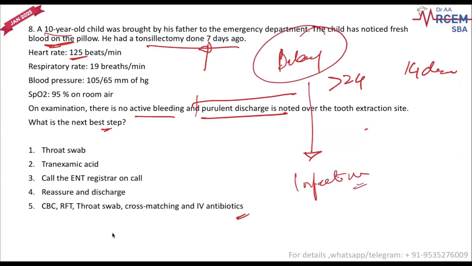Along with it, it is better to get a full blood count, RFT, like in sepsis you are treating, and get a throat swab of the purulent discharge which is present. Cross-matching to be on the safer side. If there is significant blood loss, you can cross match the blood and transfuse them. For that reason, cross matching might be helpful in this patient. So the fifth one is most appropriate here.